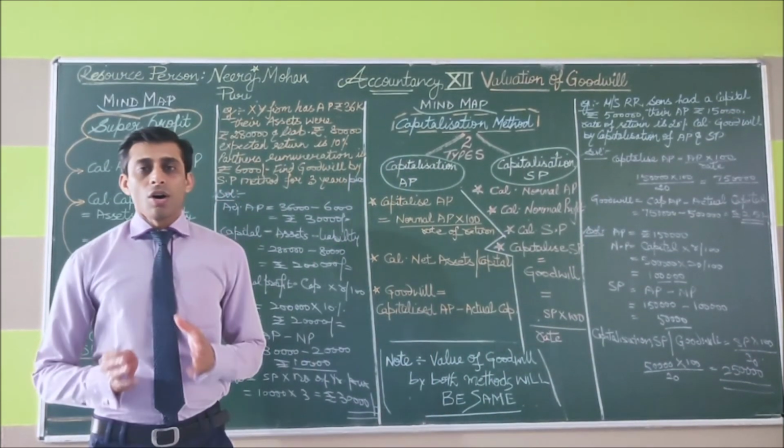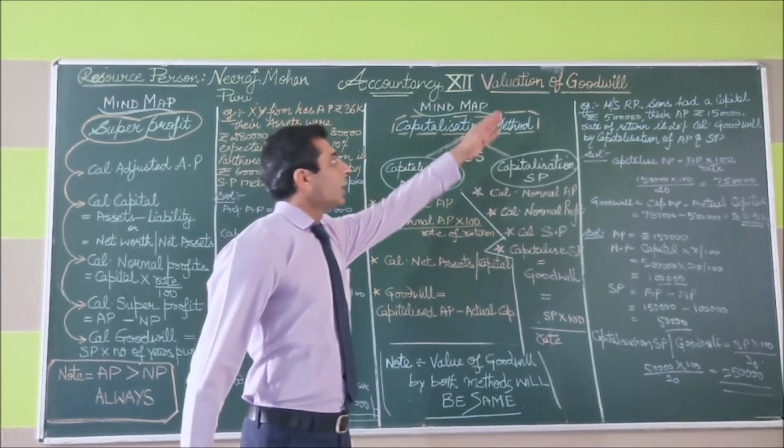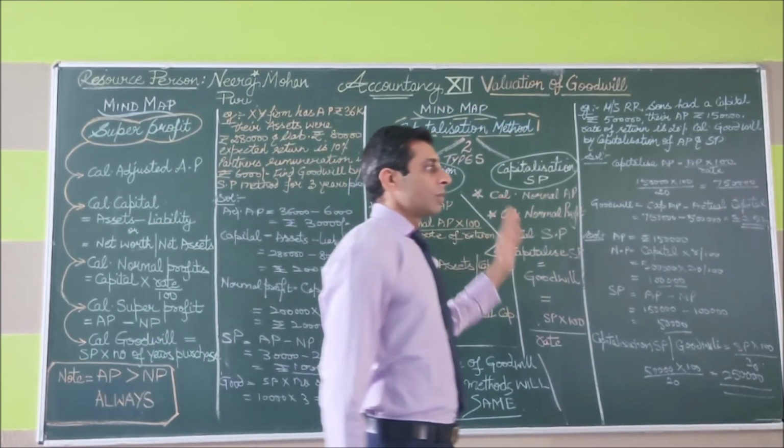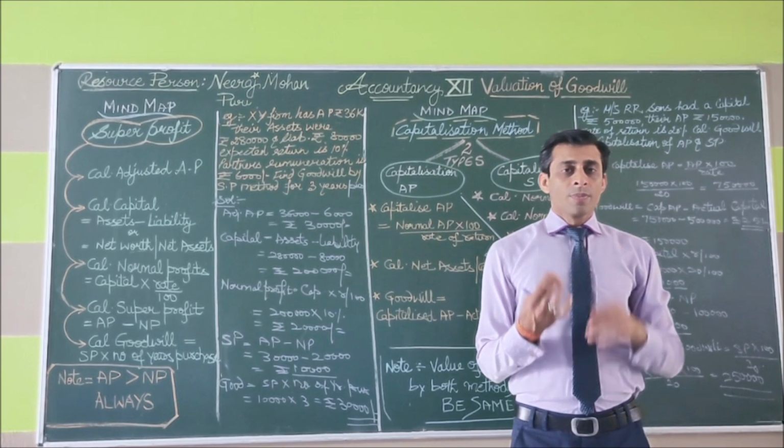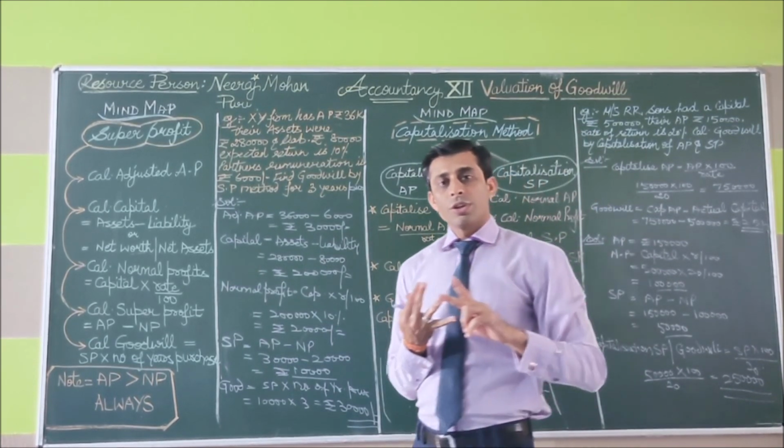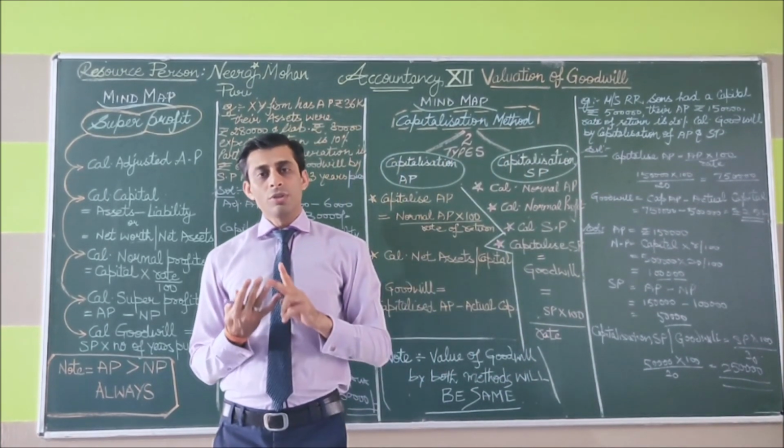This is all for the chapter on valuation of goodwill. So there were basically 3 methods: average profit, super profit, and capitalization.